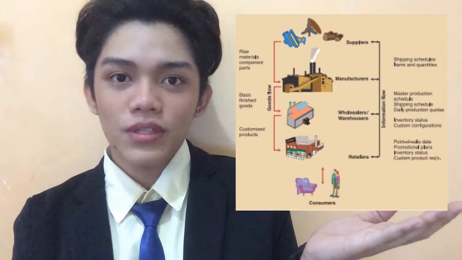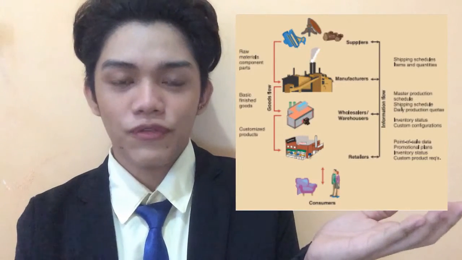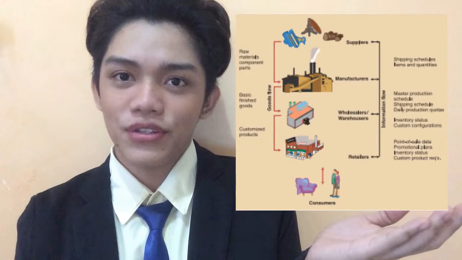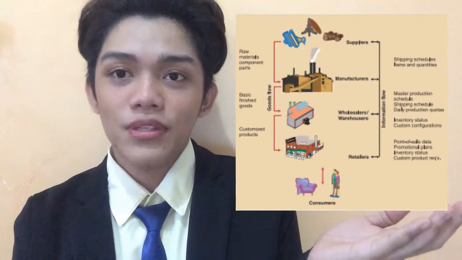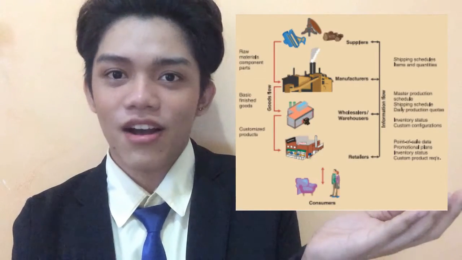As a guide, here's an example of a basic supply chain. It shows here the process of a supply chain from the suppliers down to manufacturers to wholesalers, retailers, and lastly the customer.